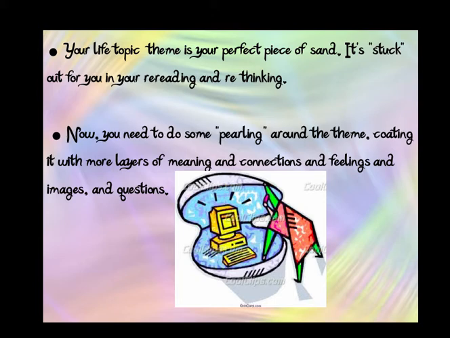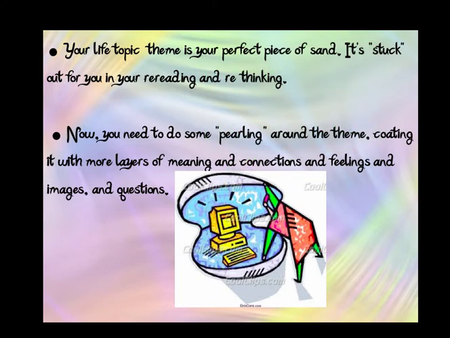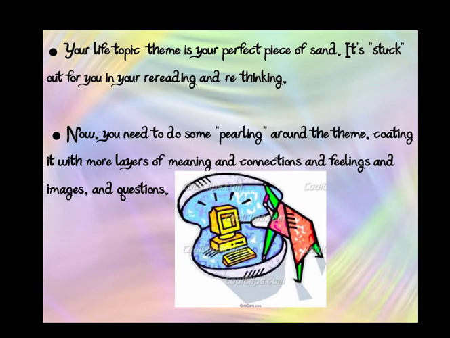That life topic or theme that you settle on is like that perfect piece of sand. It's the right topic at the right time. And so it's stuck out for you in your notebook as you were rereading and you're rethinking. So now your job as a writer is to do some purling around that life topic, coating it with more layers of meaning and connections and feeling and images and questions. So part of this means, once you've decided on your life topic, is going back through your notebook again and making sure you've pulled out all the small details, all the small images, all of the entries that you've made that could possibly connect to that life topic in some way.